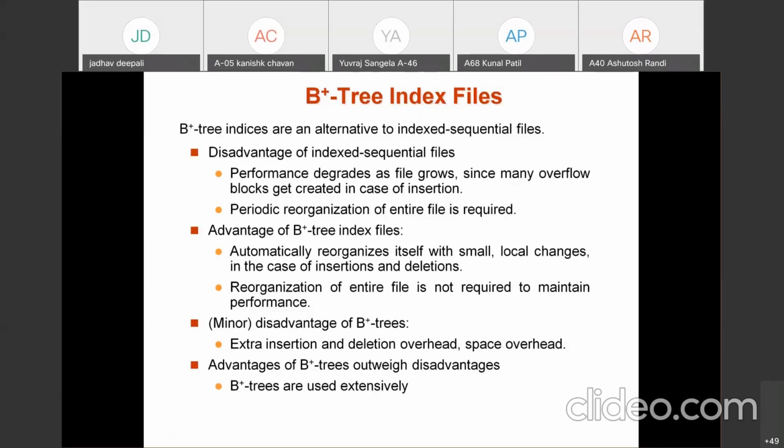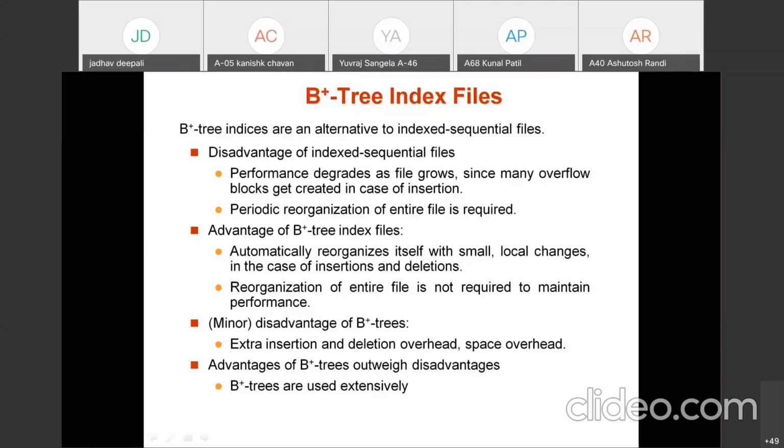What is the advantage of B plus tree then? This is avoided in B plus tree. It automatically reorganizes itself with small local changes in the case of insertion and deletion. That we are going to see in detail with an example. Reorganization of the entire file is not required to maintain the performance. In a sequential file, we require periodic reorganization of the file to maintain the performance, but in B plus tree, it is not required.